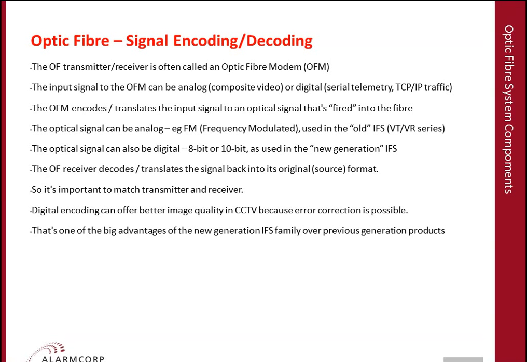So it's important that we match the transmitter and the receiver. Now, digital encoding can offer better image quality in CCTV and also better data transmission because we can have error correction, which is not really possible on analog transmission. So this is the one big advantage that, for example, the new IFS family has over the previous generations, that everything is transmitted as a digital signal.